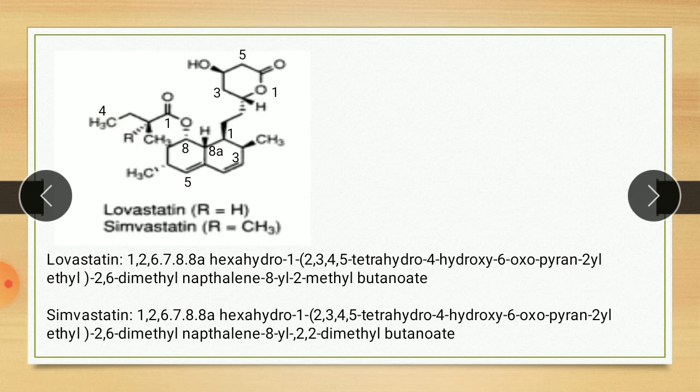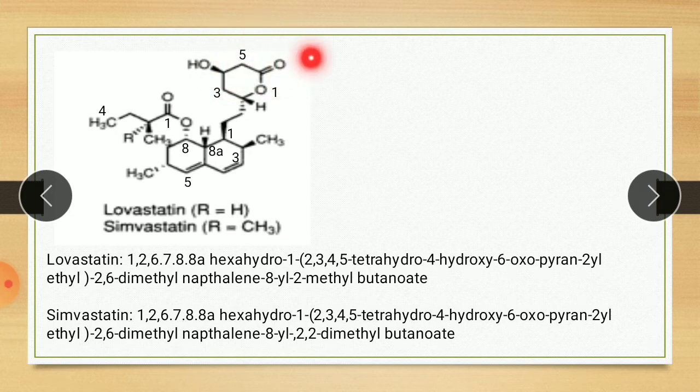Now the first is the lovastatin IUPAC name. Numbering is given here: 1, 2, 3, 4, 5, 6, 7, 8, 8A. Here is oxygen 1, 2, 3, 4, 5. Here is also 1, 2, 3, 4, and the side chain 1, 2, 3, 4. So in case of lovastatin, 1, 2, 6, 7, 8, 8A, there is a single bond, hexahydro. Then 1 in bracket means this one. On one position this ring is attached, that is 2, 3, 4, 5 tetrahydro, 4 hydroxy. This one is 4 hydroxy.